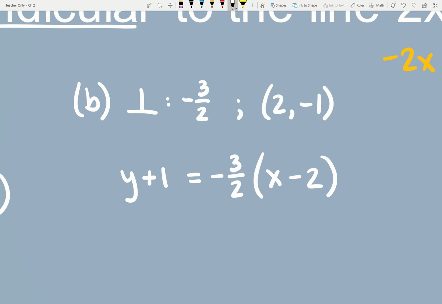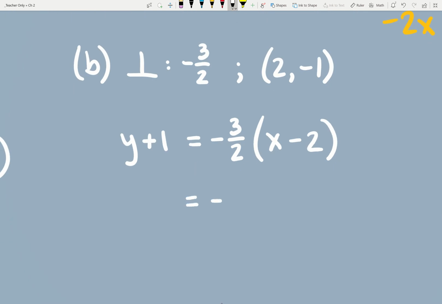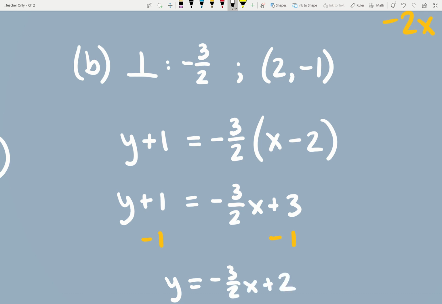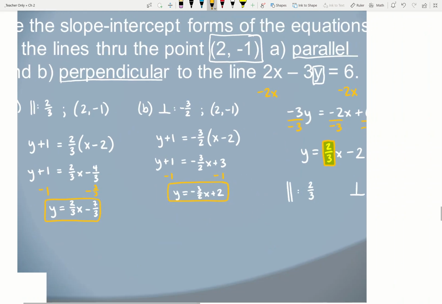And there's my setup. I'm just going to distribute on the right-hand side. So I'm going to end up here with negative 3/2 x plus 3. And that is equal to y plus 1. And just like last time, I'm going to bring that 1 over now. And we're going to end up here with y is equal to negative 3/2 x plus 2 as my final answer for the equation of a line that passes through that point 2, negative 1 and is perpendicular to the line that I was given.